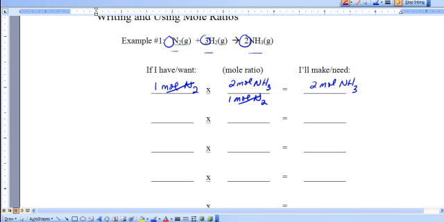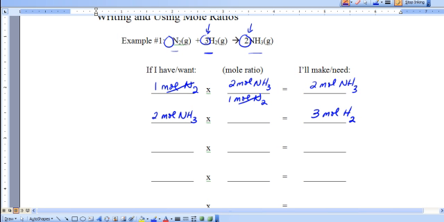Alright? Now if you want to make 2 moles of ammonia, the question is, how many moles of hydrogen are you going to need? Well, since all the numbers are already up here, if you're going to make 2 moles of this, you're going to need 3 moles of that hydrogen.